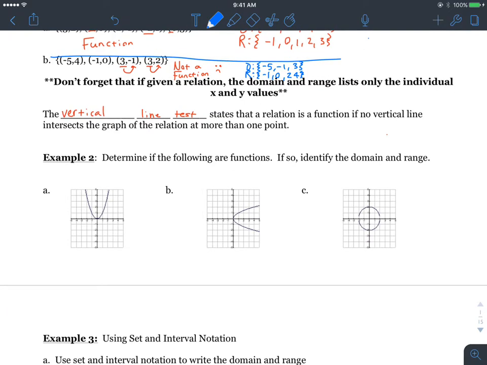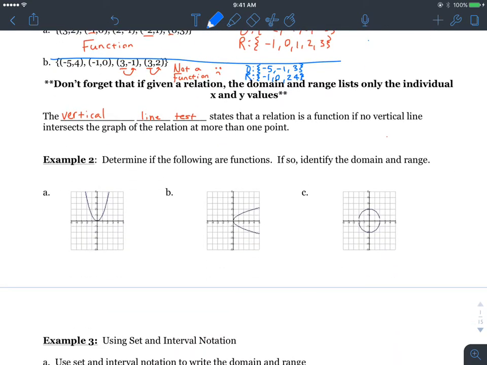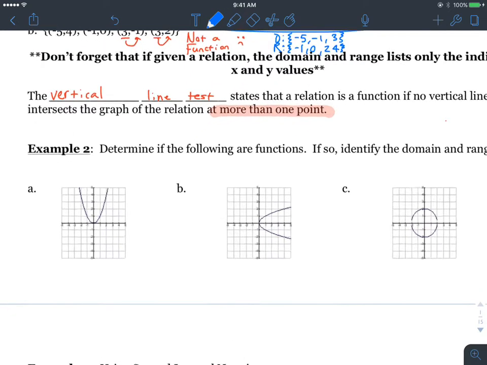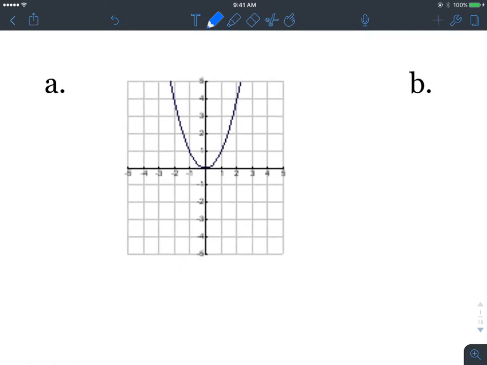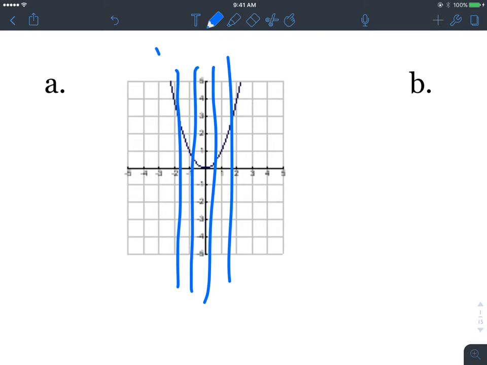Okay, so the next thing we can do here is called the vertical line test. I think that was mentioned up here. The vertical line test states that a relation is a function if no vertical line intersects the graph of the relation at more than one point. So like for this first example here, we would see, is there anywhere I can draw a vertical line where this original curve right here, this parabola, would cross twice? And that doesn't happen anywhere, so this is a function.